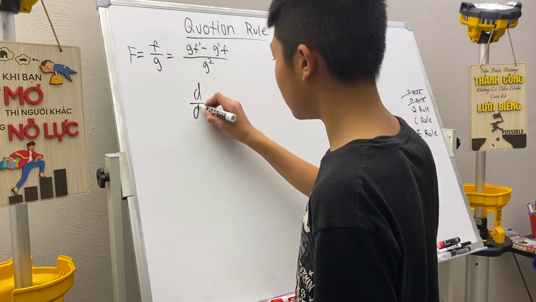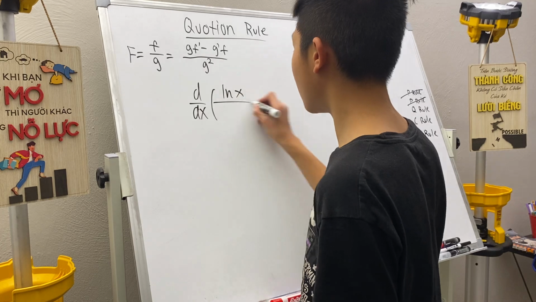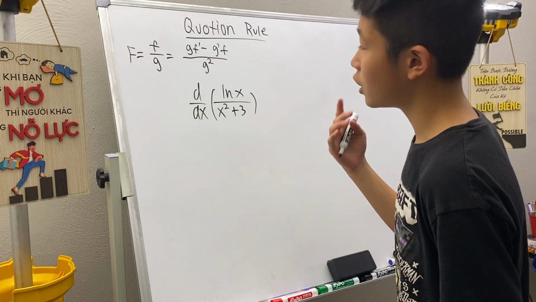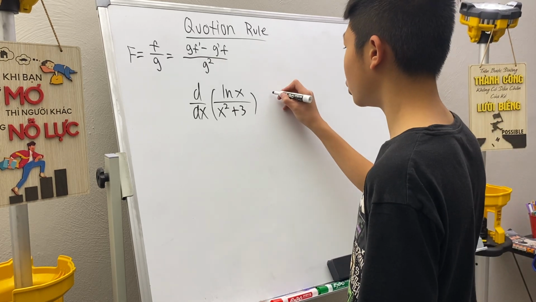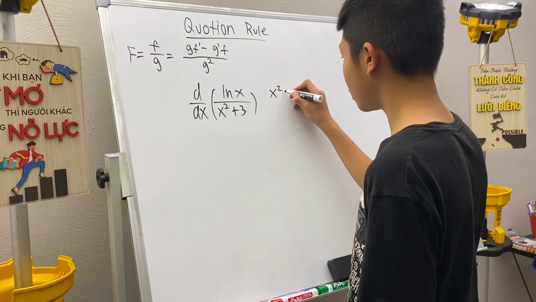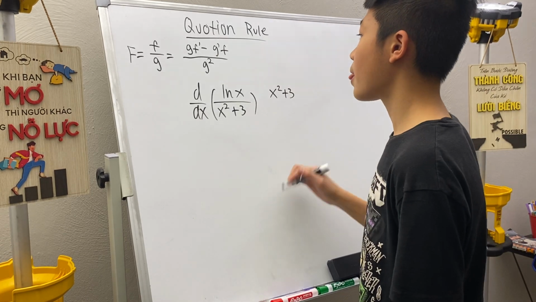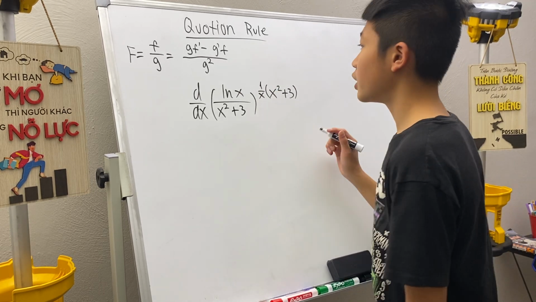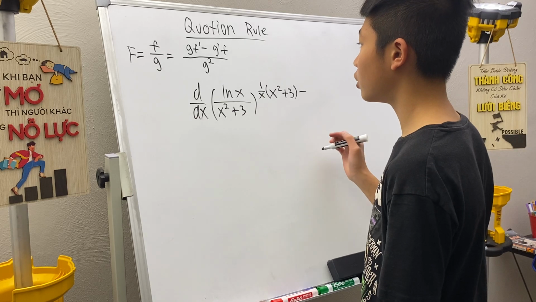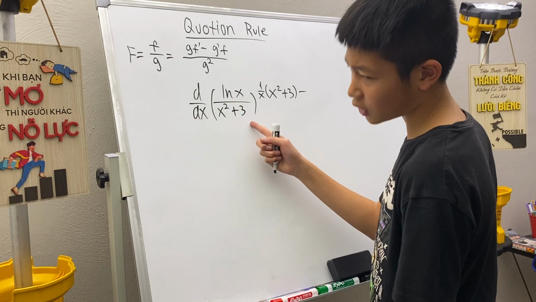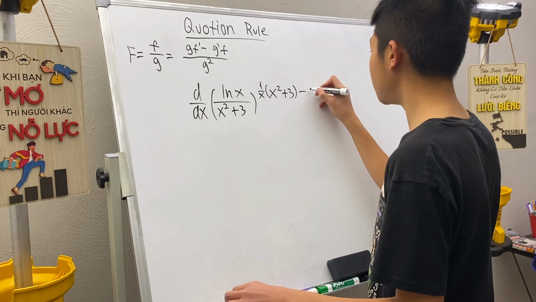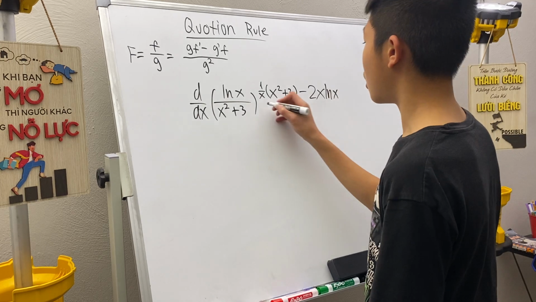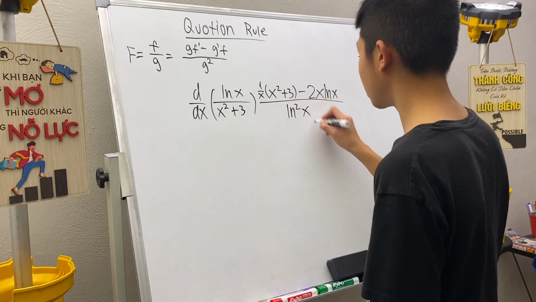Derivative of natural log of x over x squared plus 3. Using the quotient rule, this is equal to G, which is this, times F prime, which is 1 over x, then minus G prime. The derivative is what? This is just a constant, so it's always equal to 0. So you get 2x times F, which is natural log of x, all over the denominator squared.